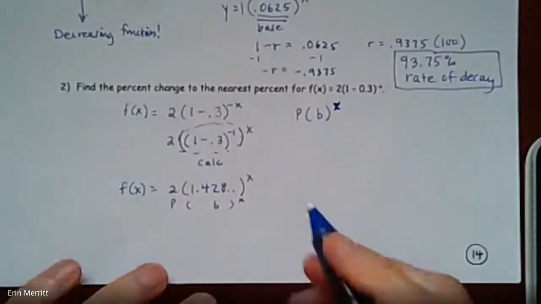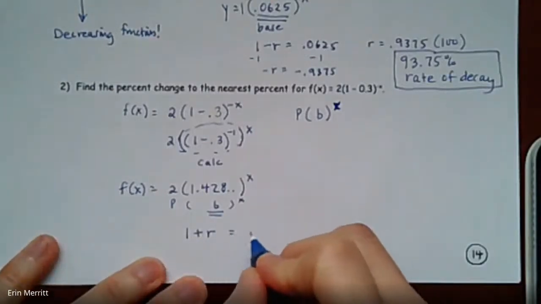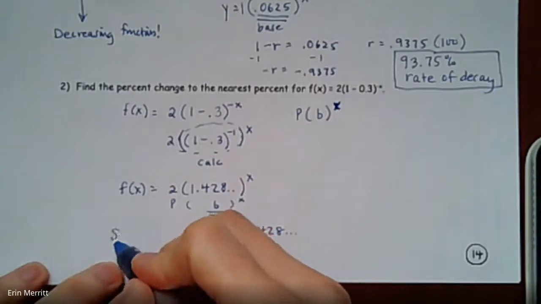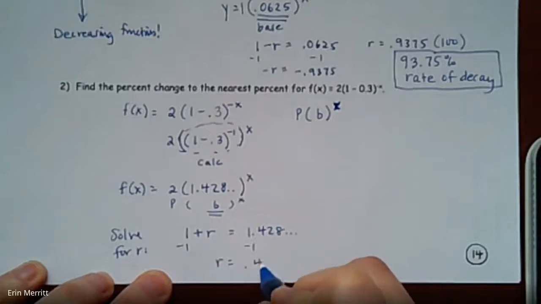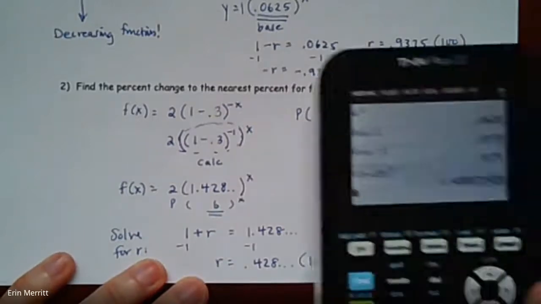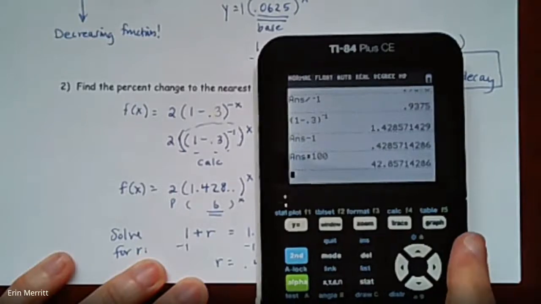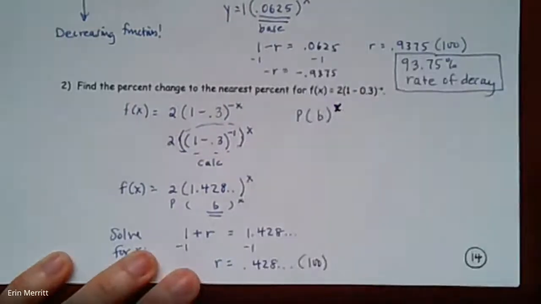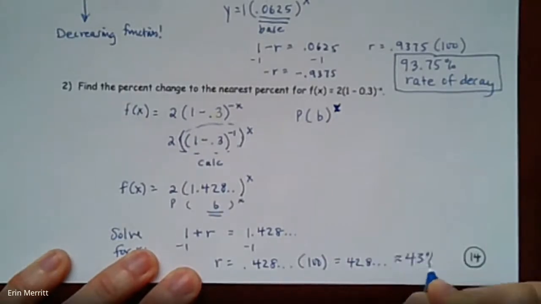In this case, that number is bigger than 1. So I know that base is really 1 plus r. So I can set 1.428 and change equal to 1 plus r, and now solve for r. So subtract 1 from both sides. I get 0.428 and change. But remember, that's a decimal. Multiply it by 100. So if I subtract 1 and then times 100, that's going to give me 42.8. Actually 42.9%, but it says find the percent change to the nearest percent. So 43% increase.